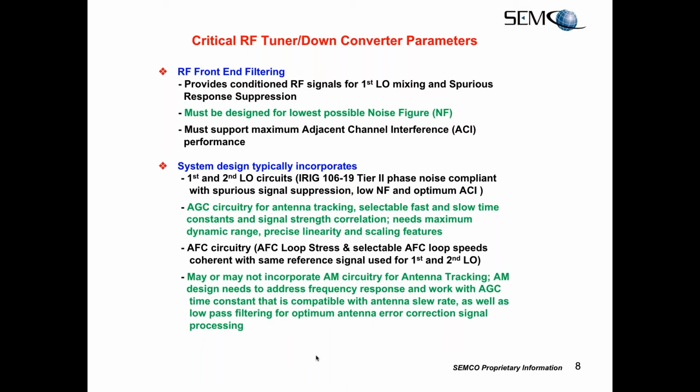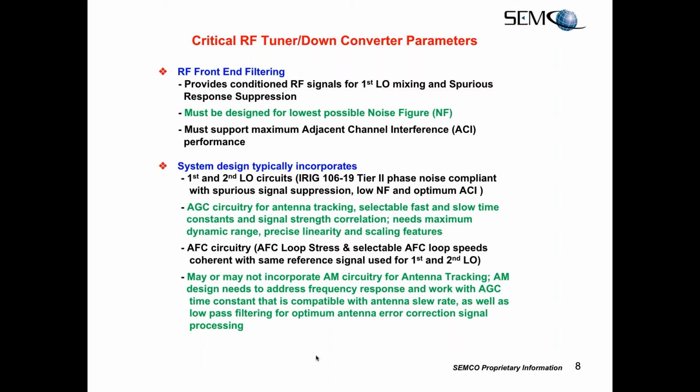You'll want to present that to the mixer that's going to mix with the first LO to basically generate that 390 megahertz signal. And right there is where you're going to run into your problems in terms of spurious response suppression, which needs to be below 60 dB. And also, it's the circuitry that creates the noise figure of a given receiver. And you want the noise figure to be as low as possible.